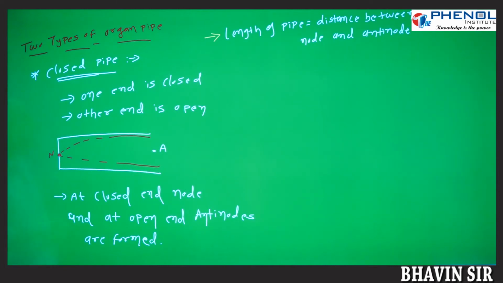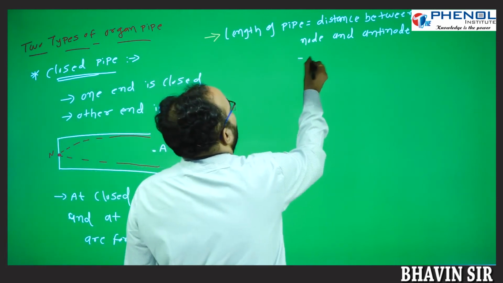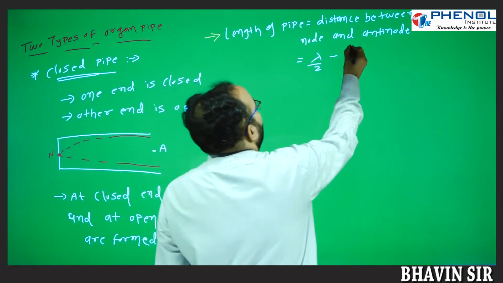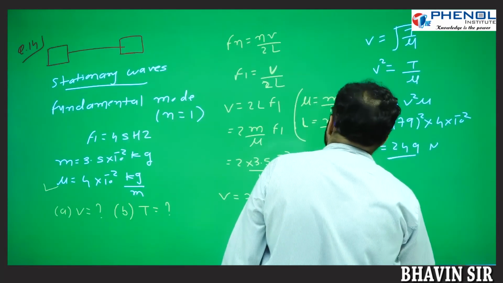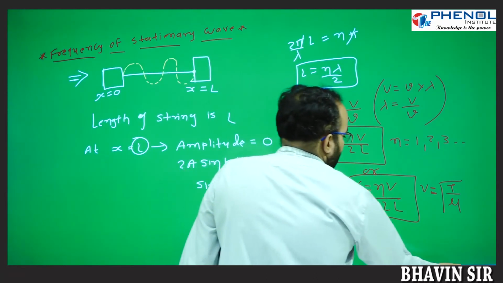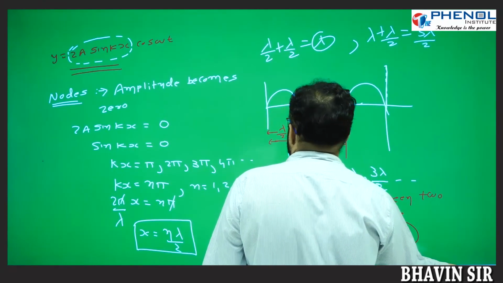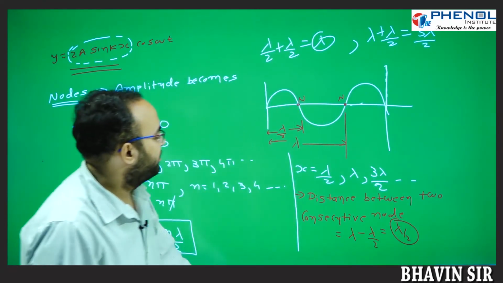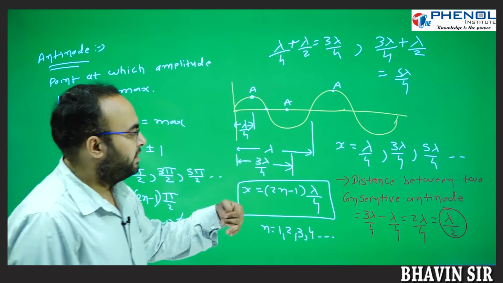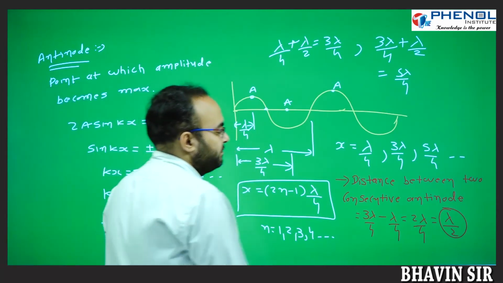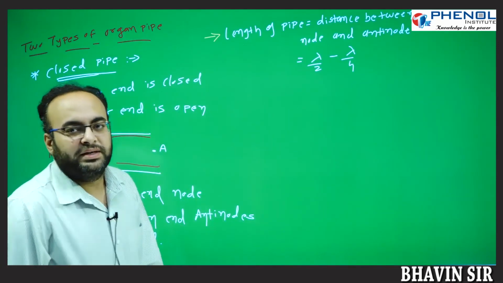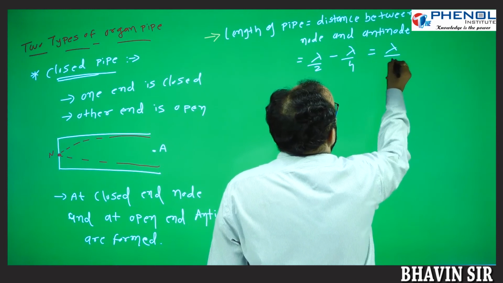Chalo, so what is the first position of node, students? Lambda by 2. What is the first position of antinode? Lambda by 4. So lambda by 2 minus lambda by 4, we get lambda by 4.